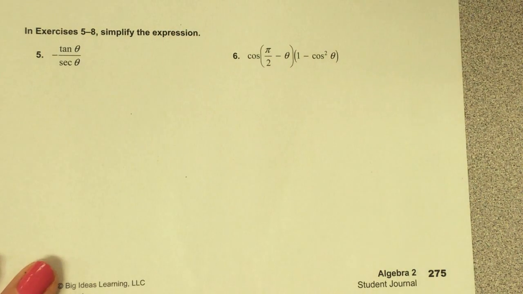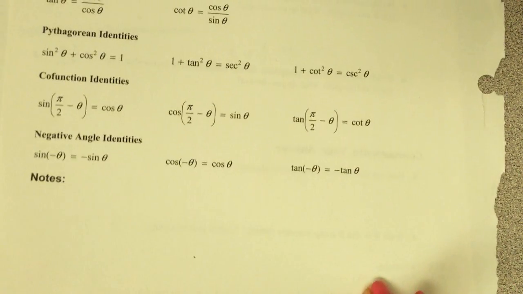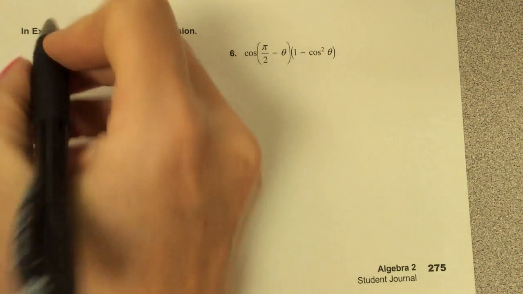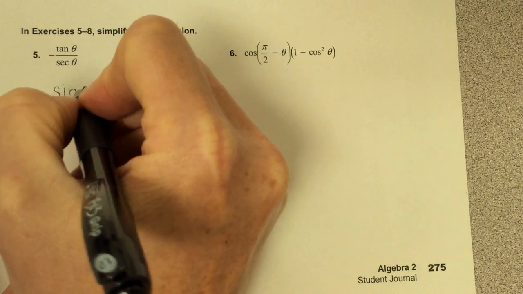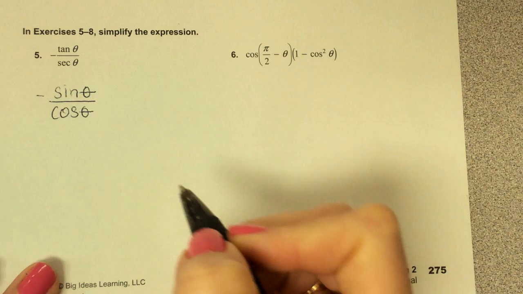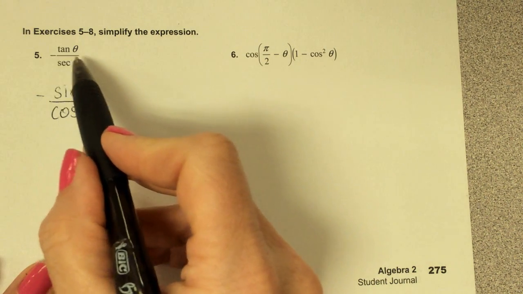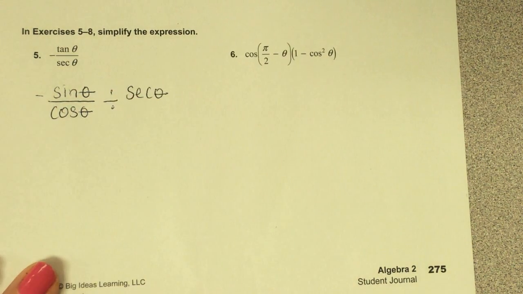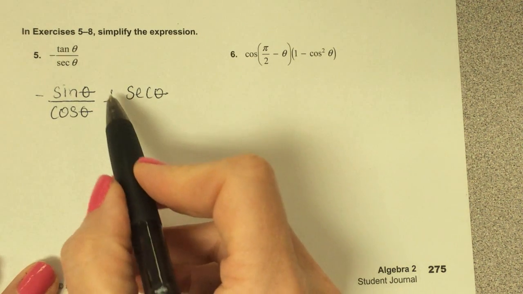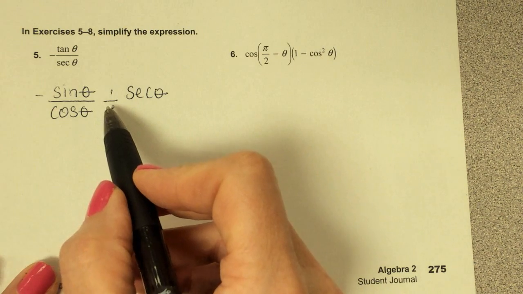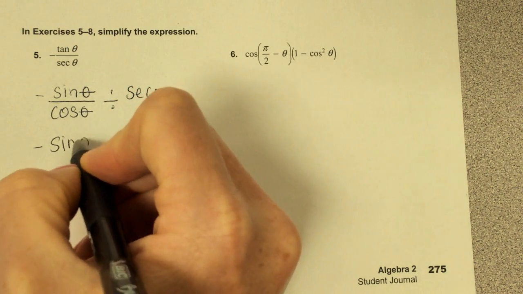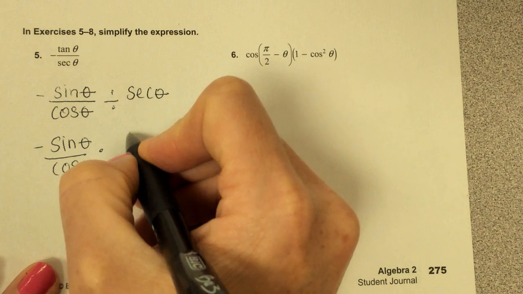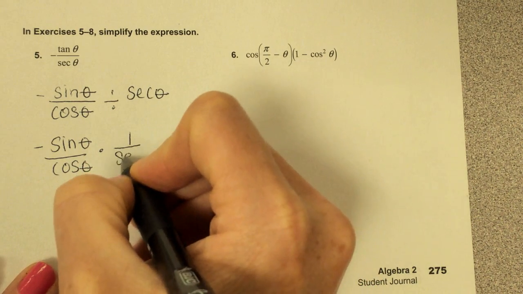So if I have tangent, looking at our paper, another name for tangent you can see is sine theta over cosine theta. So right here where I have tangent, I'm going to replace that with sine theta over cosine theta. This bar right here means divided by. So I have divided by secant theta. If I'm dividing, how can I change it into multiplication? Multiply by the reciprocal, right? So I have sine theta over cosine theta times the reciprocal of this, which is 1 over secant theta.